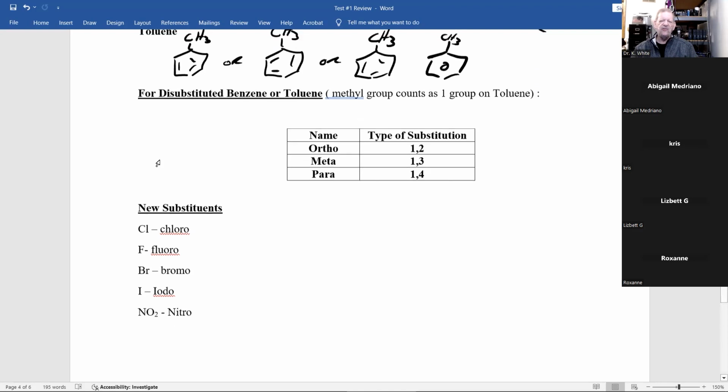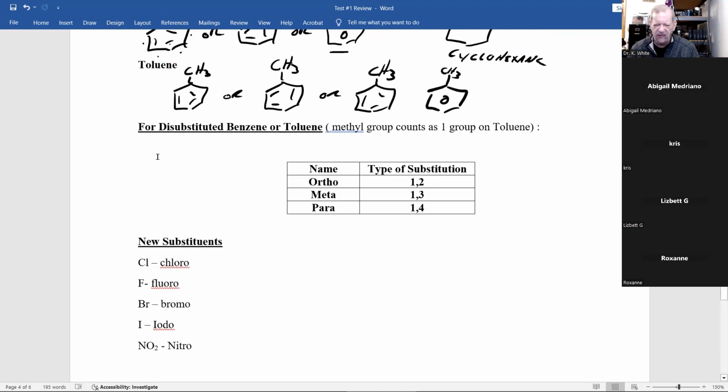And I talked about disubstitution. The names most people use instead of numbers is ortho, meta, and para. Ortho is 1,2 disubstituted benzene ring. Meta is 1,3. Para is 1,4.